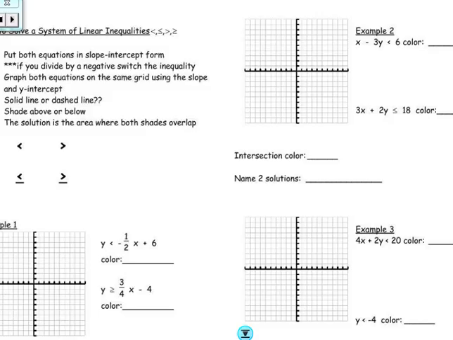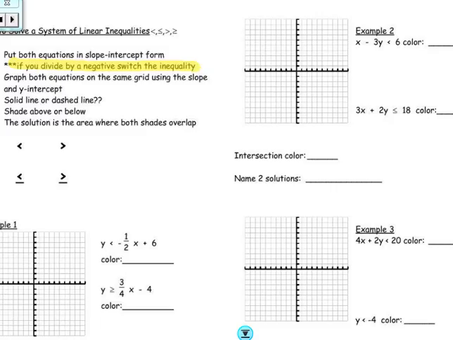First, you have to make sure both equations or inequalities are in slope-intercept form. Remember, if you divide by a negative, you have to flip the inequality. Then you graph both equations on the same grid. Follow the slope, follow the y-intercept. You have to decide, is the line going to be a solid line or a dashed line? You're going to shade above the line or below the line. And then your answer is, where do both graphs, lines, intersect?